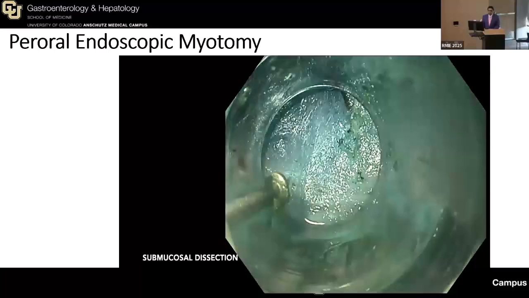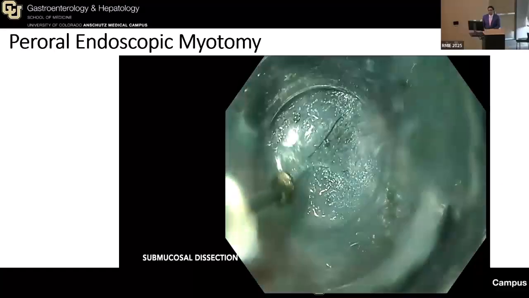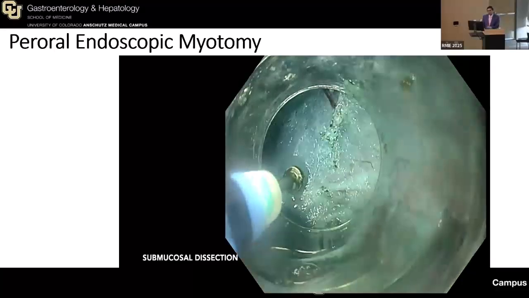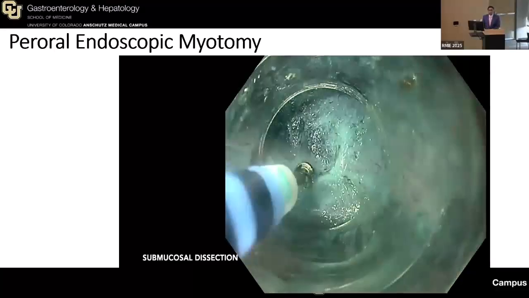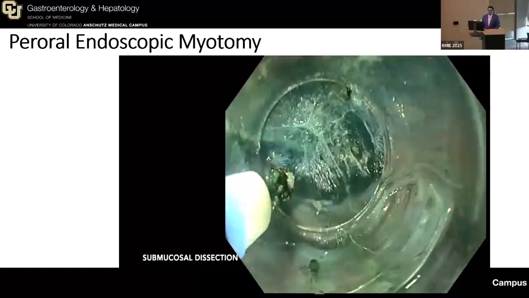And as we discussed yesterday, the key in POEM, opposite of ESD, is that we want to stay close to the muscularis propria, because you're going to eventually cut the muscle anyways. And really the goal is to preserve the mucosal integrity, because that's really what's considered a true perforation.